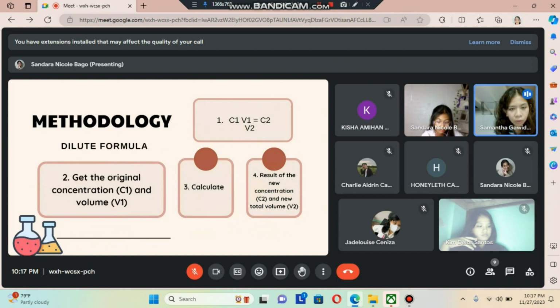So for the dilution formula, the formula will be C1V1 equals C2V2. For the second step, we will get the original concentration, which is the C1, and volume, which is the V1. Third step is to calculate, and fourth step is we will get the result of the new or the final concentration, which is the C2, and the new total volume, which is the V2.